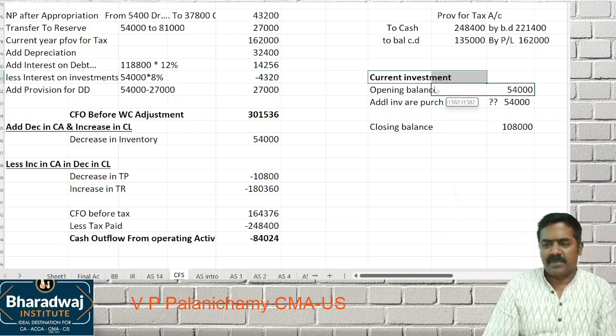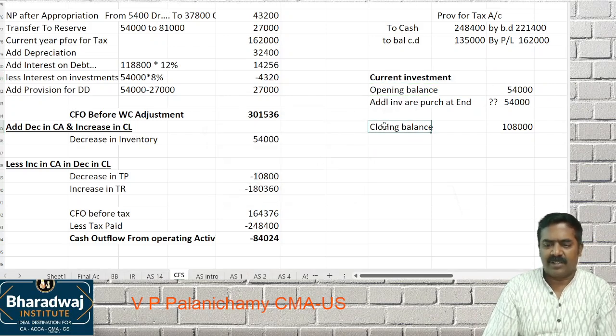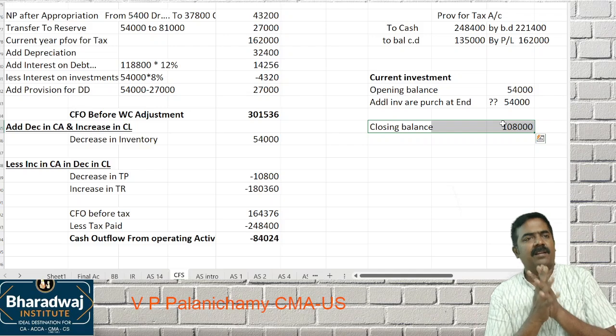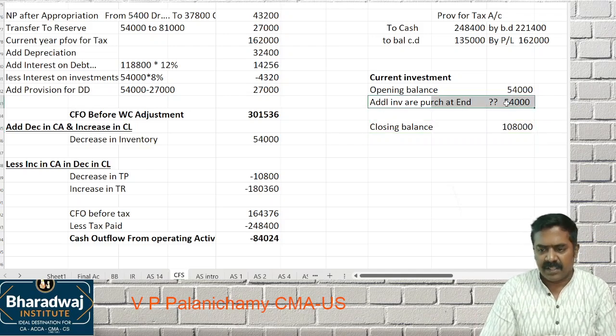We had some investments at the beginning of the year. We purchased only once, that too at the end of the year. That's why we got the closing balance. We are not buying and selling regularly. It will not come in which activity? Operating activity. This investment purchased will come in which activity? Investment activity.